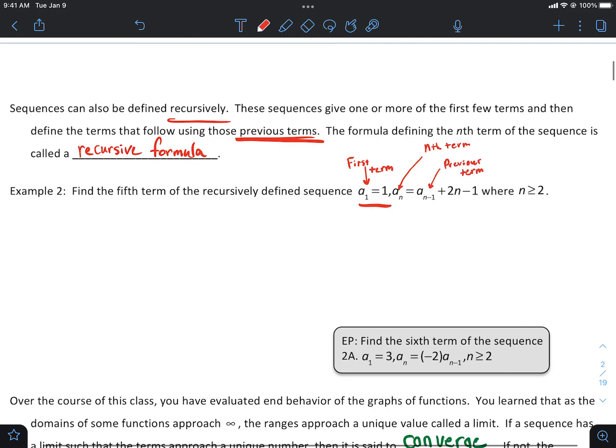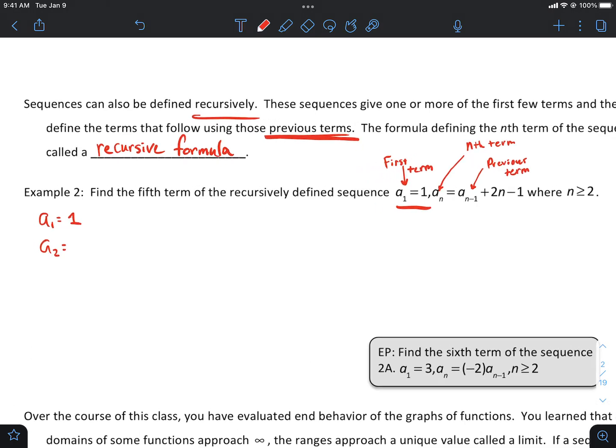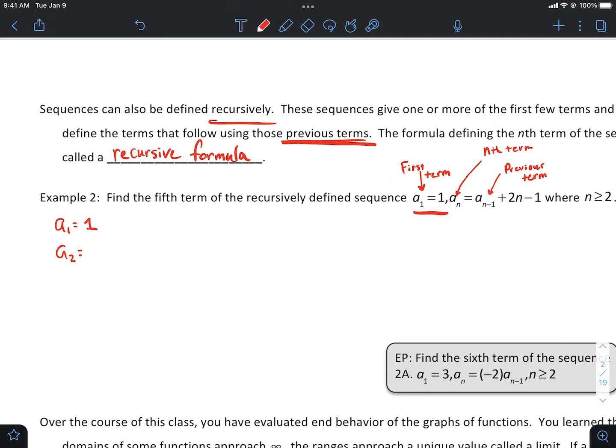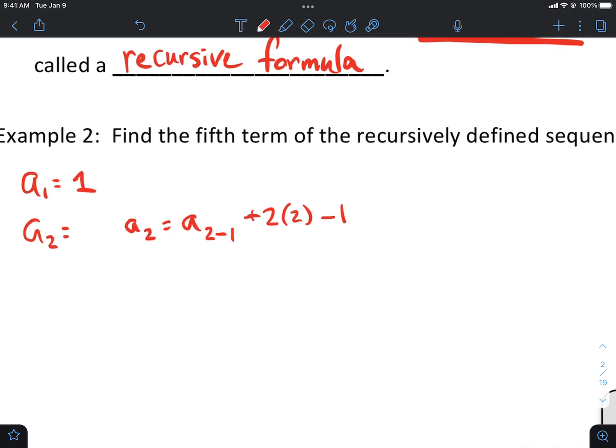So let's see here. This says find the 5th term of the recursively defined sequence. So we already know the first term. A sub 1 is going to be 1. Okay. And then A sub 2, here's how you go and find this. I'm going to say that left side here, I'll write it horizontal, A sub 2. And then you can put A sub 2 minus 1, and then plus 2 times your n value, so 2 times 2, and then minus 1. Now here's the deal.